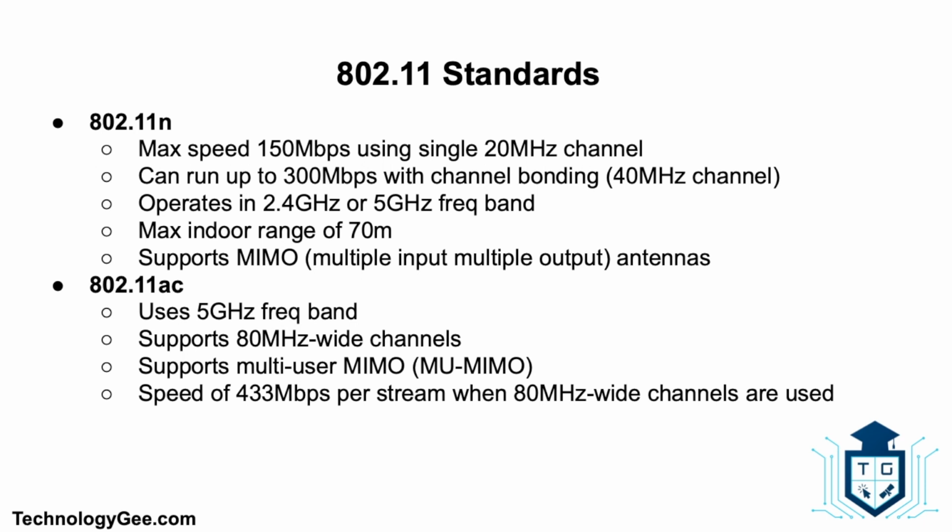And then we have the 802.11ac standard. This uses only the 5 gigahertz band and supports up to 80 megahertz wide channels compared to 20 megahertz for 802.11b and g and 40 megahertz for 802.11n using channel bonding. This also supports multi-user MIMO, or multiple input, multiple output, and the speed of 802.11ac is up to 433 megabits per stream when 80 megahertz wide channels are used.